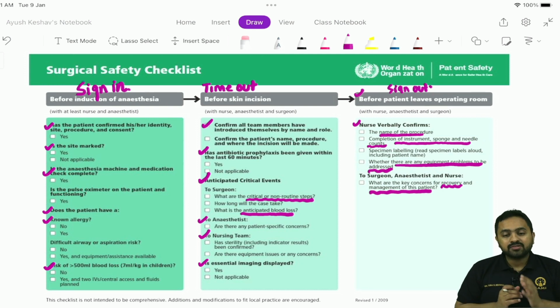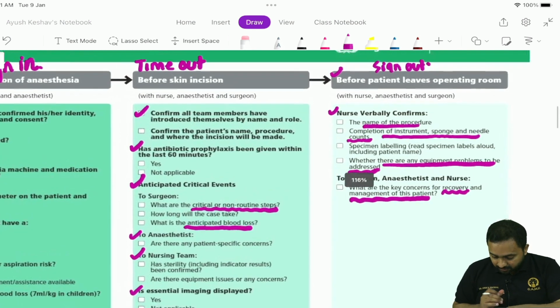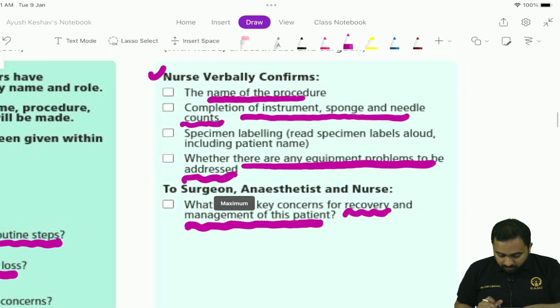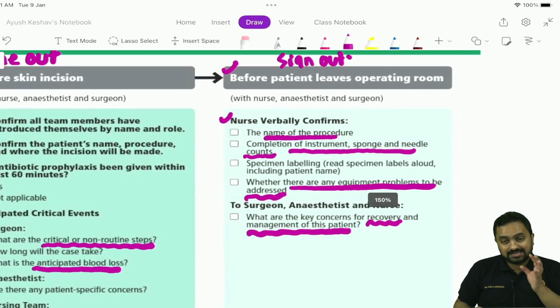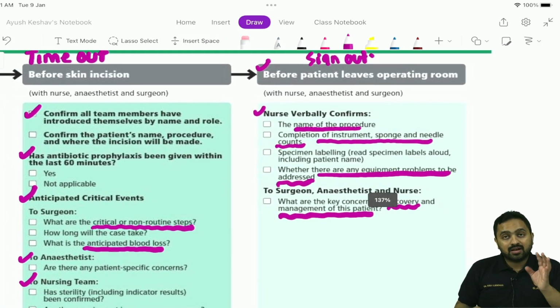Then the next question that is framed is regarding this: the equipment problems to be addressed is a component of which part, sign out or time out? So the answer is sign out.